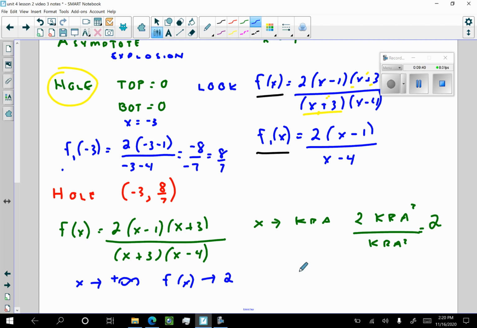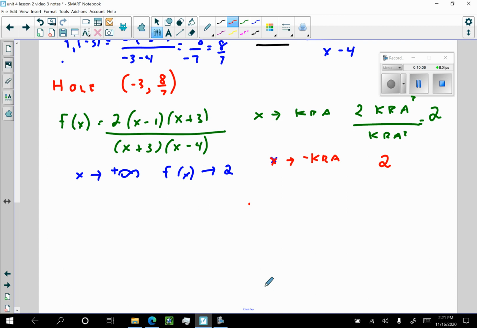In like manner, I better find out what happens when x goes to negative quadrillion. What is f of negative quadrillion? Negative times negative is positive. Negative times negative is positive. This as well is equal to 2. And so I make this statement: as x goes to negative infinity, f of x, my function, still goes to 2.